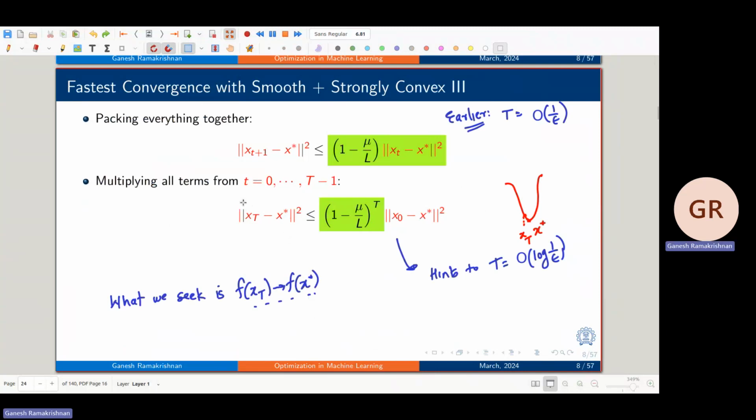However, the problem is as follows. We wanted order 1 by epsilon, but it has to be in terms of f, not x. So what we seek is convergence of the function and not the x. What do I do? Lipschitz continuity.